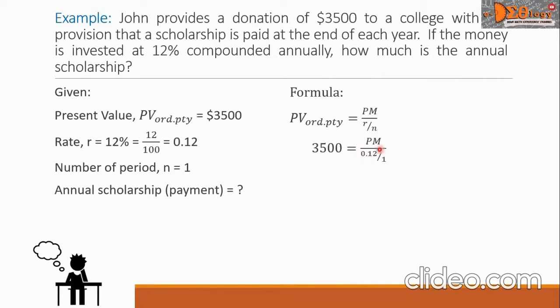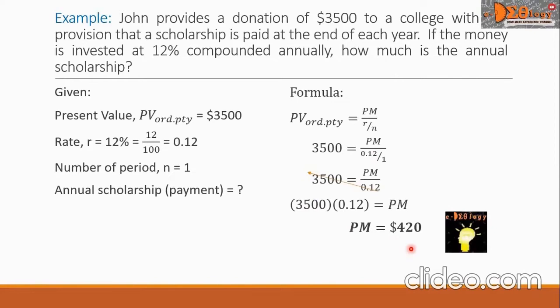We can simplify this denominator, which is also a fraction, and we can write 0.12. Let us cross multiply this denominator to the left side. So we have now the 3,500 multiplied by 0.12. And the product will give us 420. This is the payment or the annual scholarship per year. We will attach our dollar sign, and this is our final answer.